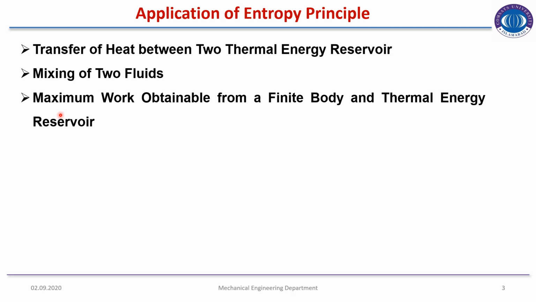So the third application is maximum work obtainable from a finite body and thermal energy reservoir. To differentiate a thermal energy reservoir from a simple body, we have used the word finite. In the book the word finite body is written, so we will use the same. As you know, when two bodies are connected and in between there is a heat engine and one body is at high temperature, work will be produced by the heat engine. So in the third application we will be calculating the maximum work that can be obtained when heat is flowing from a finite body into a thermal energy reservoir.